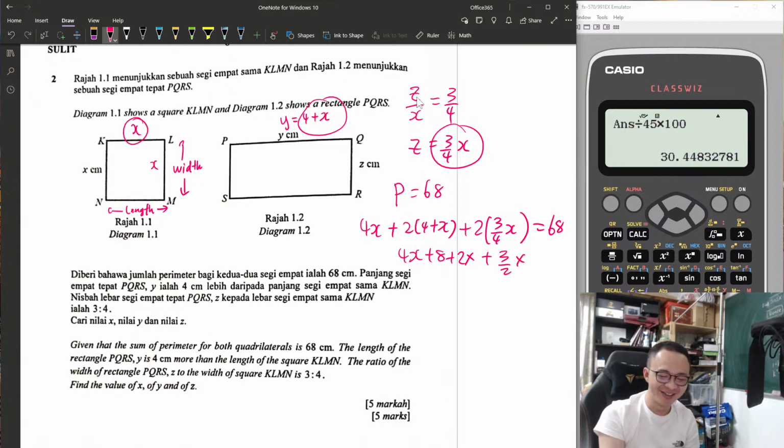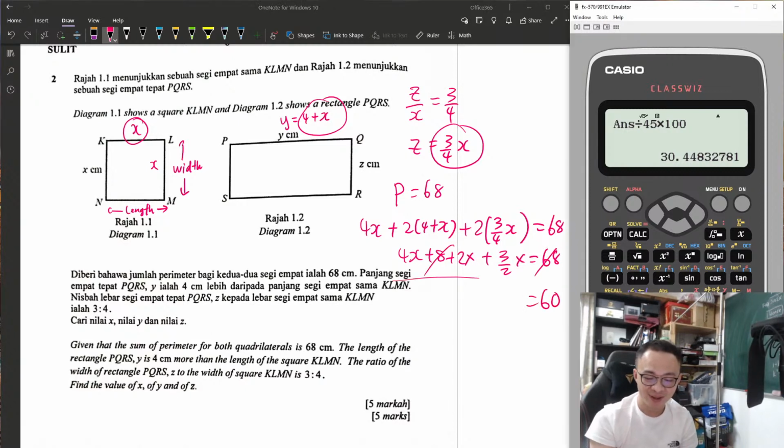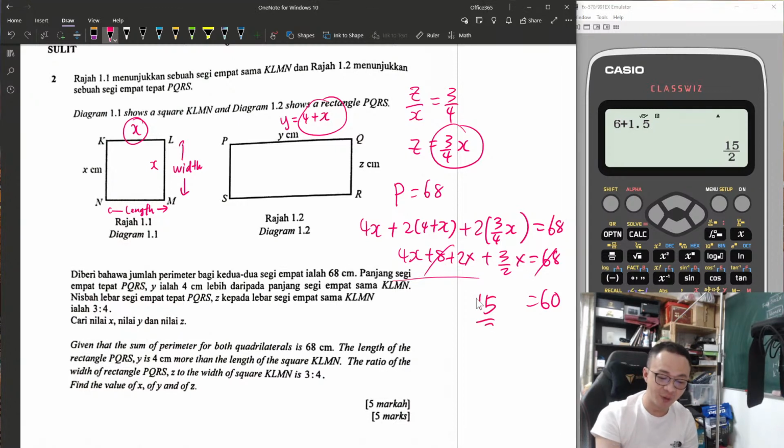3 over 2x equals to 68. Okay, so 8. This one simplified 60. Then we have plus this one, 6 plus 1.5. So I have 15 over 2x. Then my x is equals to 8, isn't it? Alright, then I got the length of x.